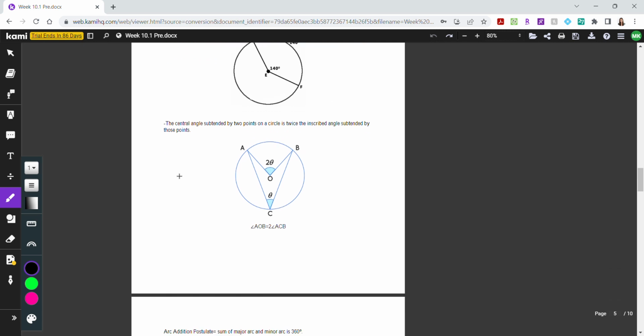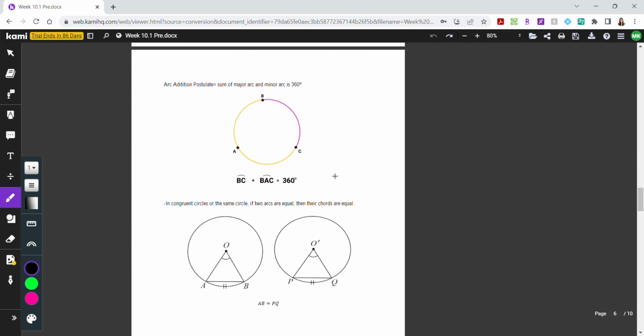Now, on the other hand, the central angle subtended by two points on a circle is twice the inscribed angle subtended by those points. That means this is going to be double of this. If you're ever given a question where they give you this, you're just going to multiply this number by 2 to get the central angle. And vice versa. If you're given this and you are asked to find this, you would just take this number and divide it by 2 to get this angle.